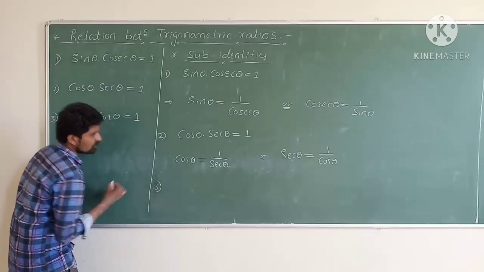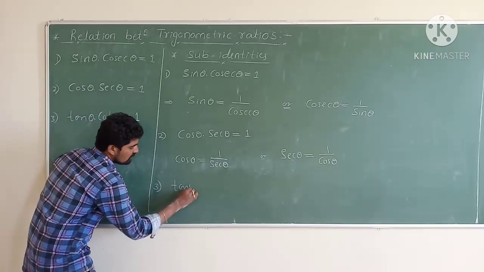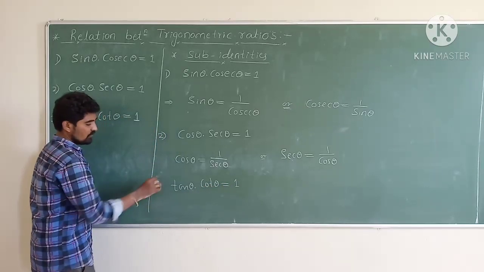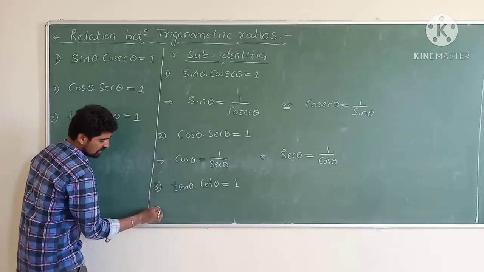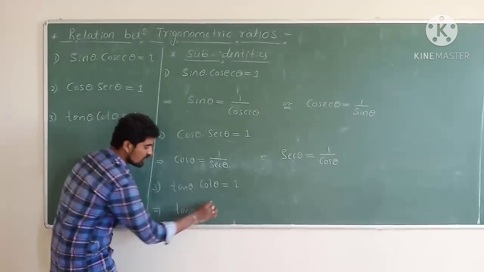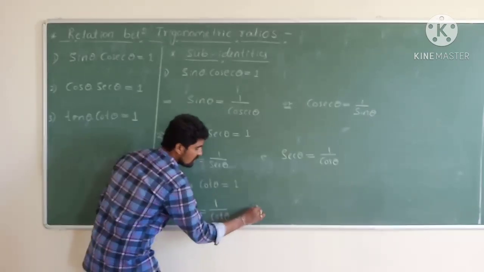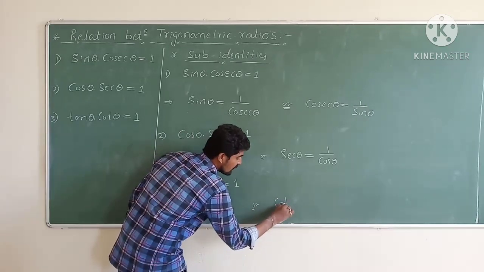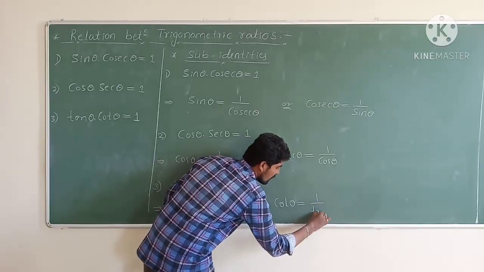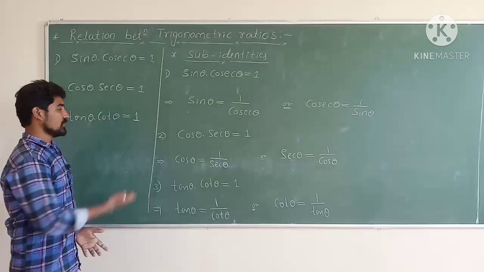Now the third relation: tan theta into cot theta is equal to 1. So from this we may write tan theta is equal to 1 divided by cot theta, or cot theta can be written as 1 divided by tan theta. I hope all of you understood. If possible, take a look.